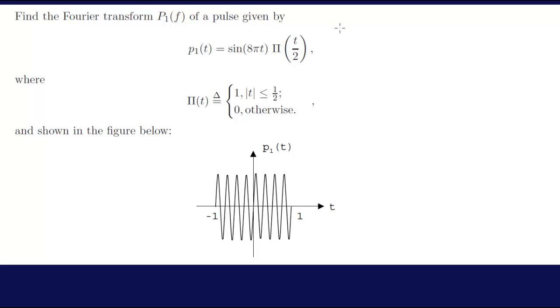Okay, so this is what we have in the tables for the function pi of t over tau. It will give you, in the f domain, tau times the sinc function of tau f.